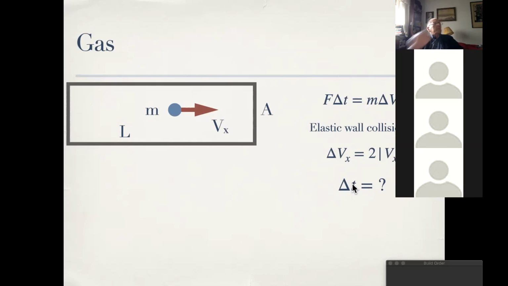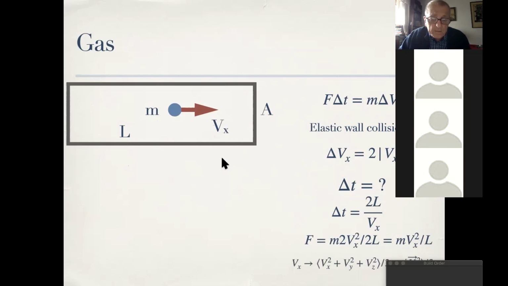So what is the time delta t? If there is no other atom in the box, then the particle comes, hits the wall, and goes back all the length and hits the other wall. So the time I am considering is twice the length of the box, going this way and backwards, divided by the velocity. So now I have delta t, and therefore I can calculate the force from my expression on top of the page. And the force is mass times velocity square divided by the length of the box.